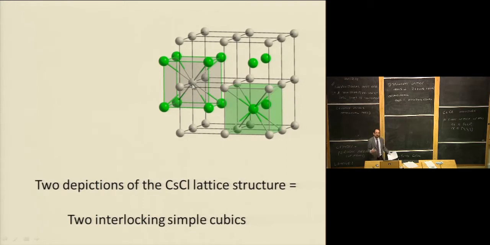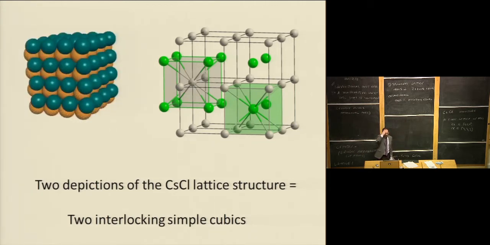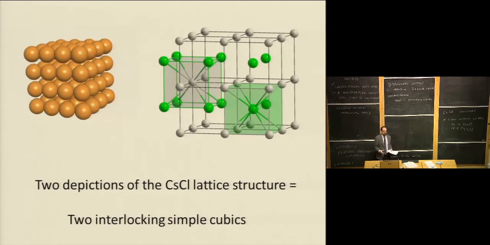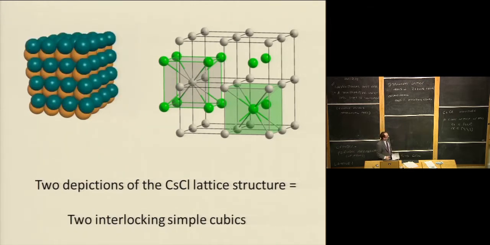So what we really have is two interlocking simple cubic lattices. One of them is made up of the cesiums. One of them is made up of the chlorines. And here's an animation that's supposed to show that. So that's cesium chloride. There's the cesiums. Here's cesium chloride again. And there's the chlorines. Each of them is a simple cubic lattice, and they're stuck together. So this type of structure, the cesium chloride structure, is actually quite a common structure in nature.